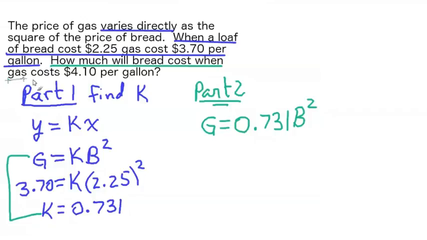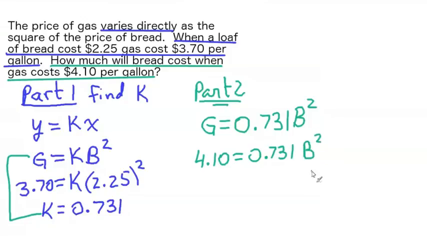And then we can answer the second part of the problem. How much will the bread cost when the gas costs $4.10 per gallon? So here we know the cost of the gas, so this is going to be $4.10. The K is 0.731. And what we're looking for is, what is the price of bread going to be? Alright, so all we need to do is solve for B. The first step would be to take the 4.10 divided by the 0.731. That gives you 56.1. So this would be 56.1 is equal to B squared.